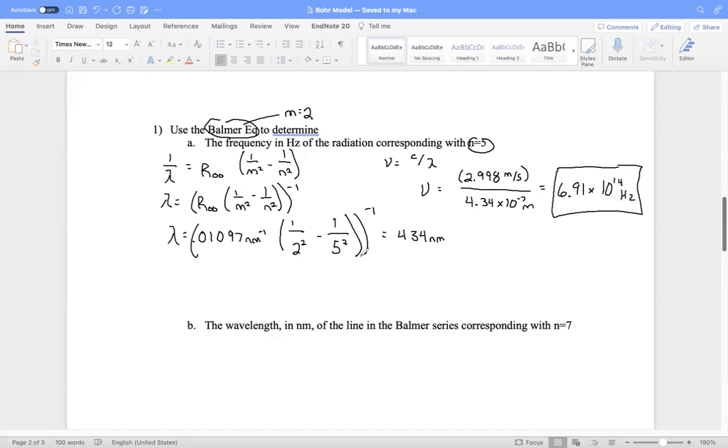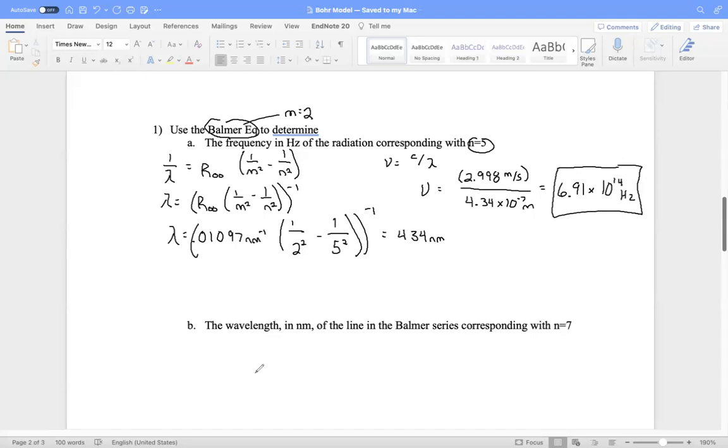And so just something to keep in mind at the end is our number of sig figs. Our number of sig figs is limited by the Rydberg constant because 2 and 5 are pure numbers. And so actually I could have kept one more sig fig. We technically have 4 sig figs here.